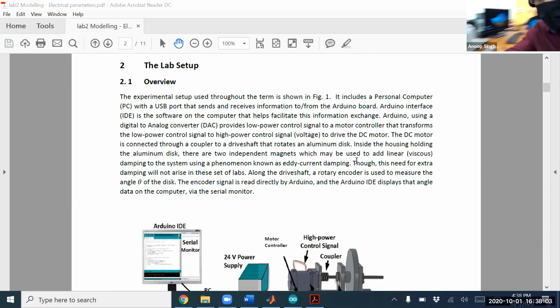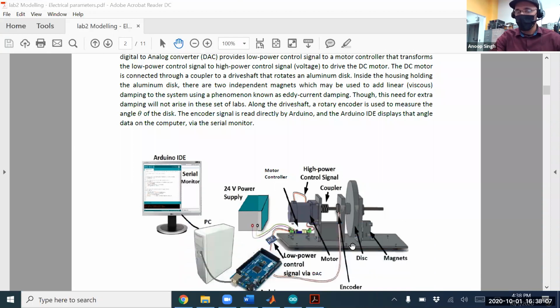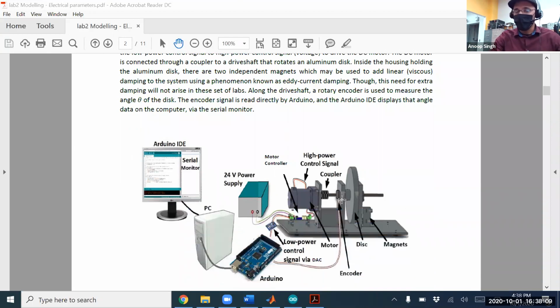So in this setup, we have a disk, and the speed of the disk is what we want to control. On the disk, there's an encoder, and the encoder is going to send a signal to the Arduino, and that's basically the angle data. The Arduino can differentiate that angle data and find the speed of the disk, and speed is what we want to control. Now, how does the Arduino control speed? Well, it's going to control the voltage that goes into the motor.